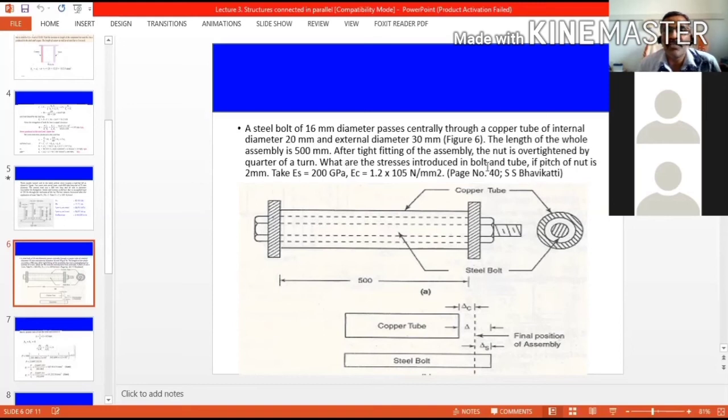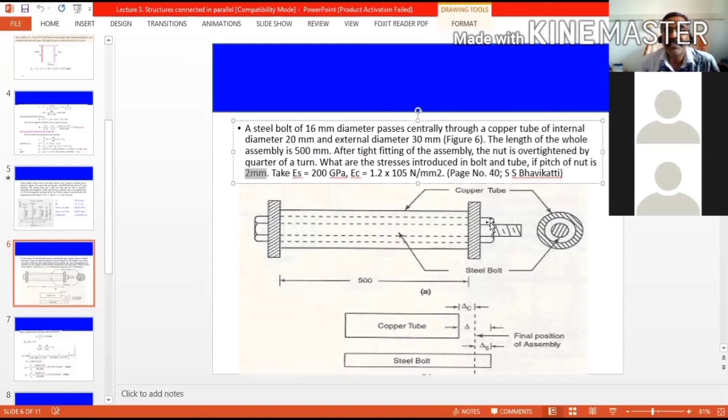What are the stresses induced in the bolt and tube? If the pitch of the bolt is 2 millimeter, what is pitch? It is the corresponding distance between 2 adjacent threads. If you rotate the nut by 1 rotation, how much distance will it actually move? It will move equivalent to pitch, 2 millimeters. That is the importance of pitch.